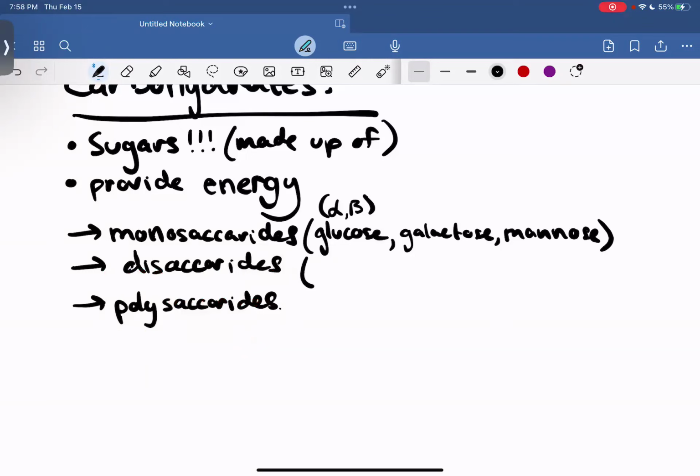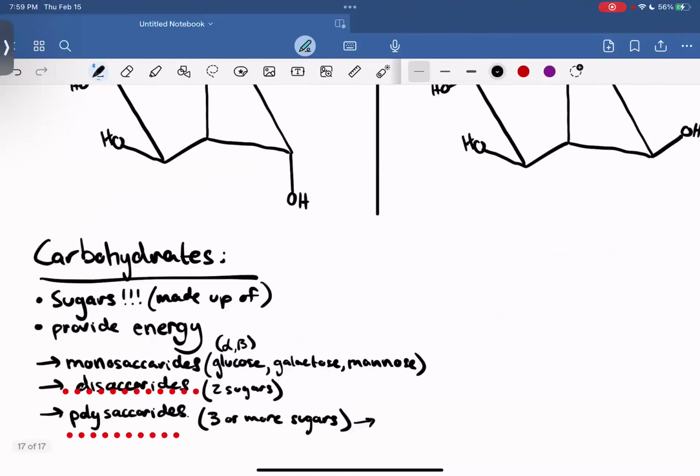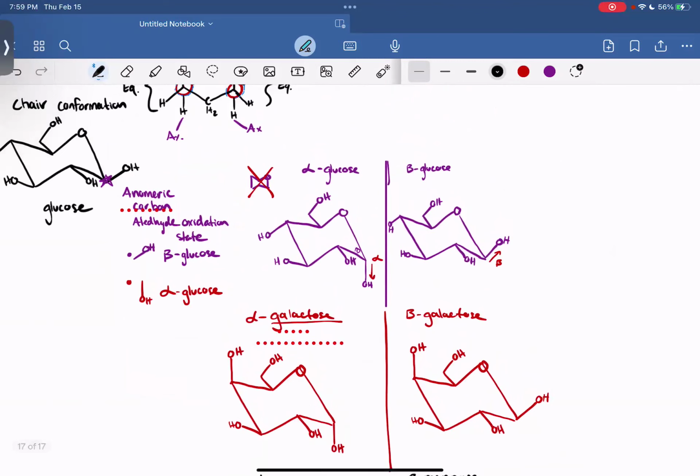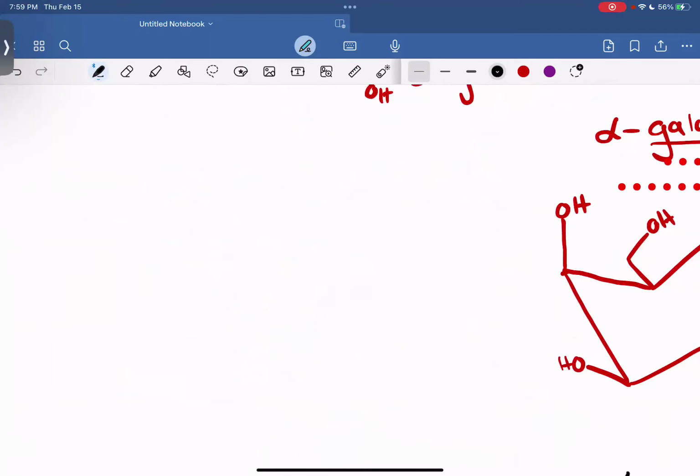Then we have disaccharides, which is 2 sugars. And we'll get to that. And then we have polysaccharides, which is 3 or more sugars. Okay. And we'll talk a little bit more about these as well. Okay. So hopefully this video gives you a good little introduction on sugars. The last thing I want to talk about, and let's move to this section.